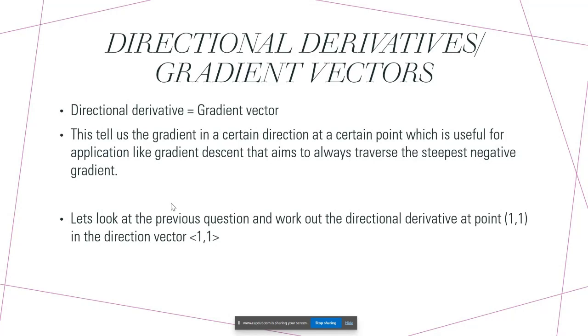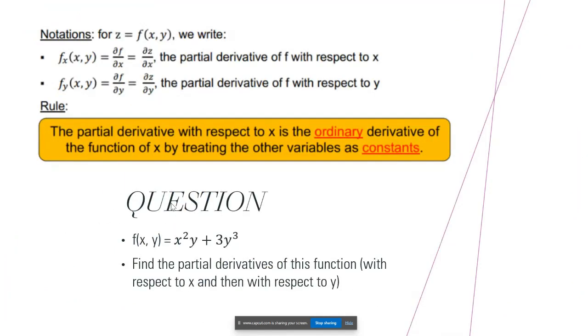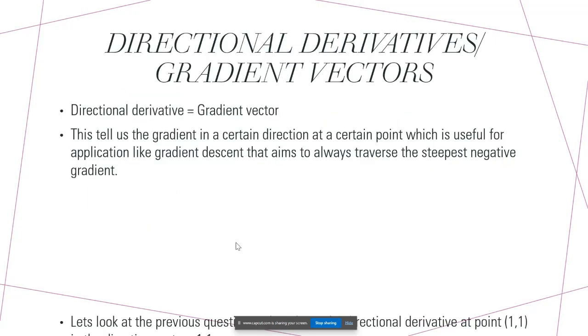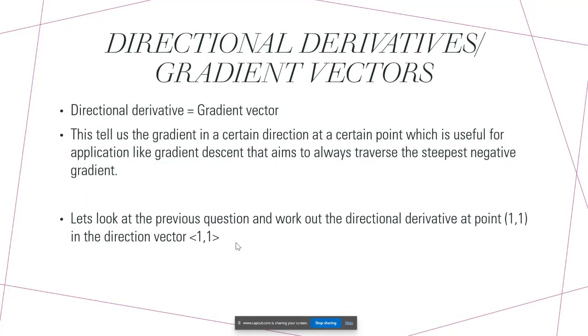And we're going to work out the directional derivative at point (1, 1) in the direction vector (1, 1). I used 1, 1 because I'm just trying to show how it works, and they're nice, easy numbers to work with. Suppose we're in a 2D space at point (1, 1), and we want to find the gradient if we move in the direction (1, 1) for our previous function, x squared y plus 3y cubed. We are now going to work out the directional derivative in direction (1, 1) at point (1, 1).